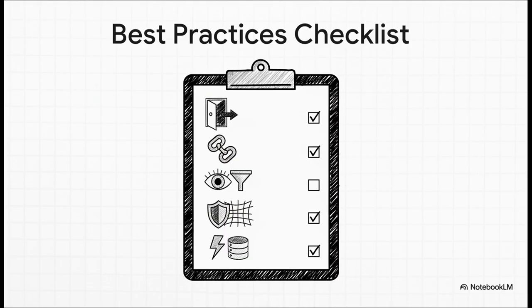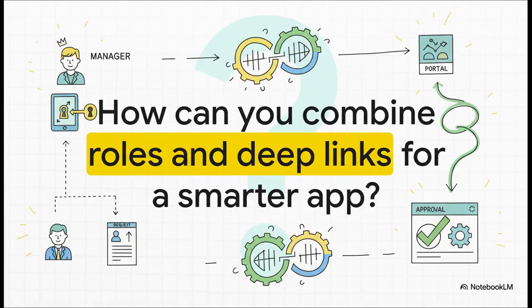Third, embrace deep linking. Get your users to their tasks faster. Fourth, control your user interface with visibility and filtering properties. And finally, a really crucial one. Always have a fallback plan for unexpected roles or parameters. And keep your app fast by loading the heavy data on the screens where it's needed, not all at once in App.OnStart.